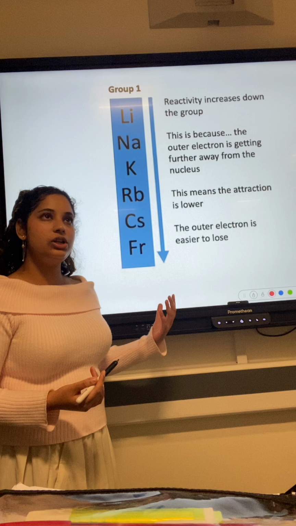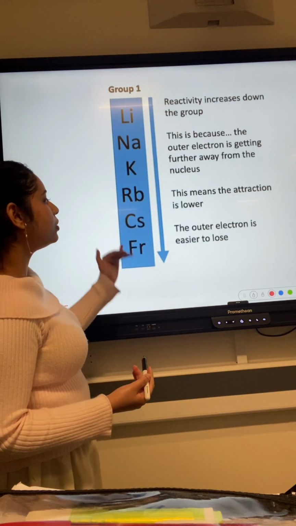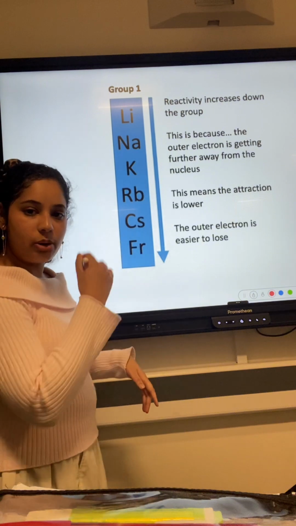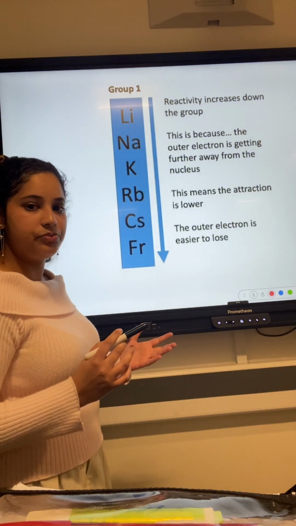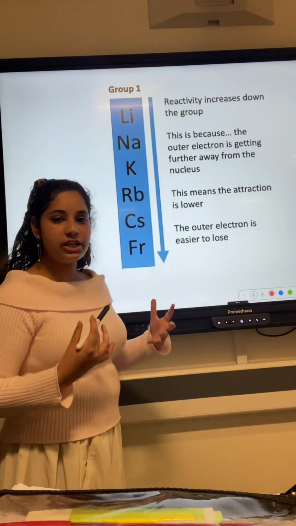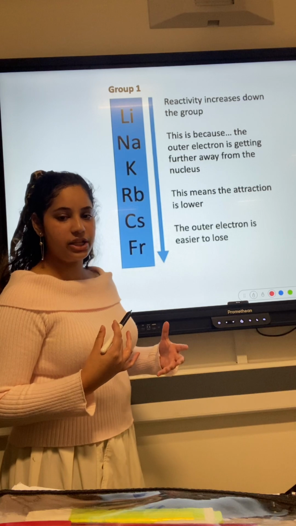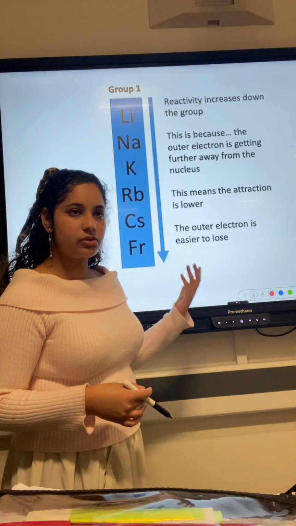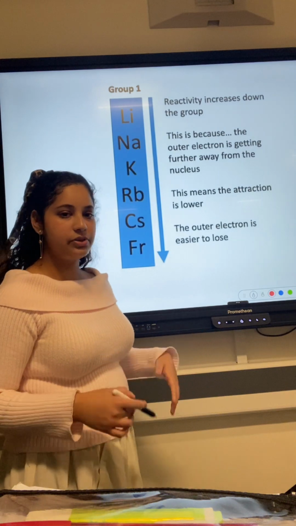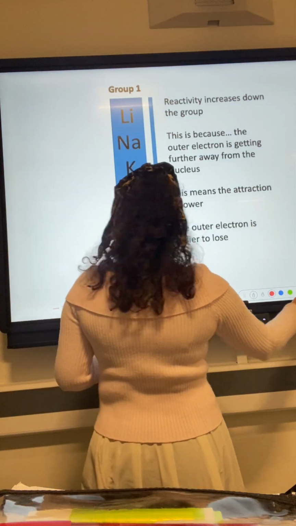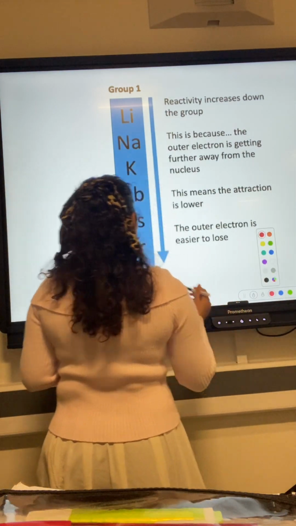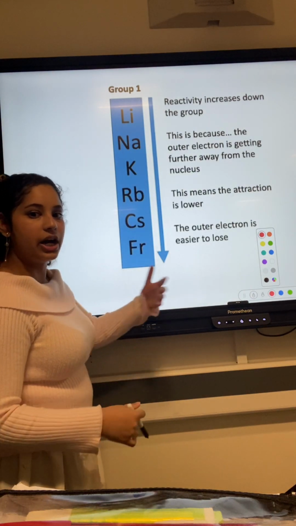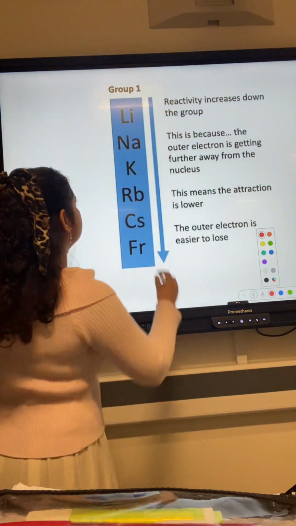The first thing that we do need to know is as we go down the periodic table, down the group, the atomic radii will increase generally. There's a couple of reasons why the atomic radii will increase, and that will affect the ionic radii and also the reactivity. So what you can say is as we go down the group, the atomic radii increases, therefore the ionic radii will also increase.